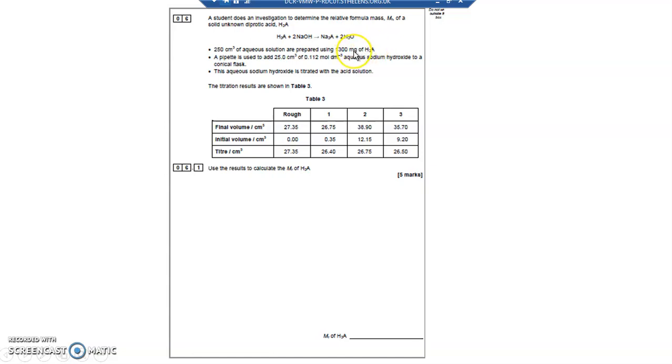Remember, you hardly ever use milligrams, you convert it to grams, so I'm going to divide that by 1,000, and end up with 1.3 grams at some point. A pipette is used to prepare 25 centimetres cubed of 0.112 moles aqueous sodium hydroxide into a conical flask, and then we get a titration. Use the results to calculate the MR of H2A.